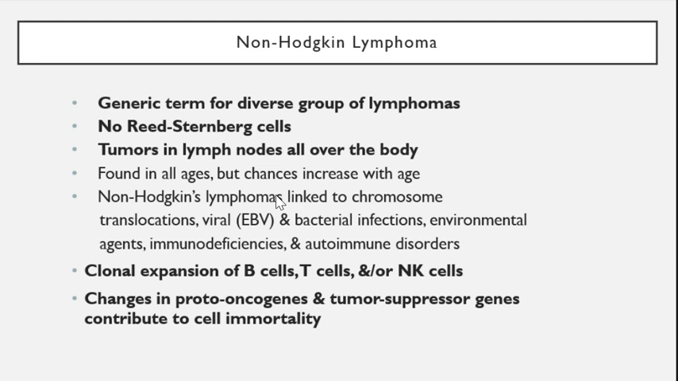Tumors all over the body, found in all ages, linked to chromosome translocations. There's EBV, which is what we talked about with mononucleosis. That's associated with lymphomas, bacterial infections, a whole bunch of other stuff. What you have is clonal expansion of B cells.